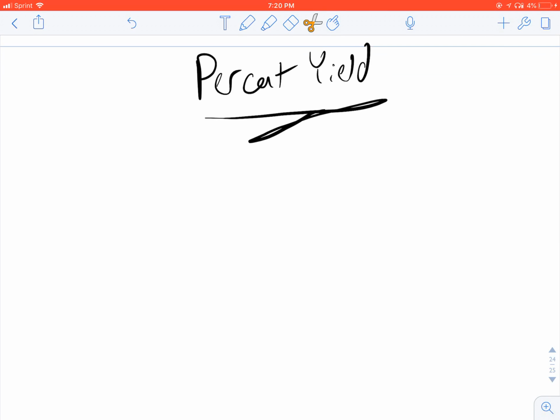Today, we're going to talk about percent yield, which directly continues from our last lesson of limiting reactants. But before we get into it, we got to dive into a couple key terms.